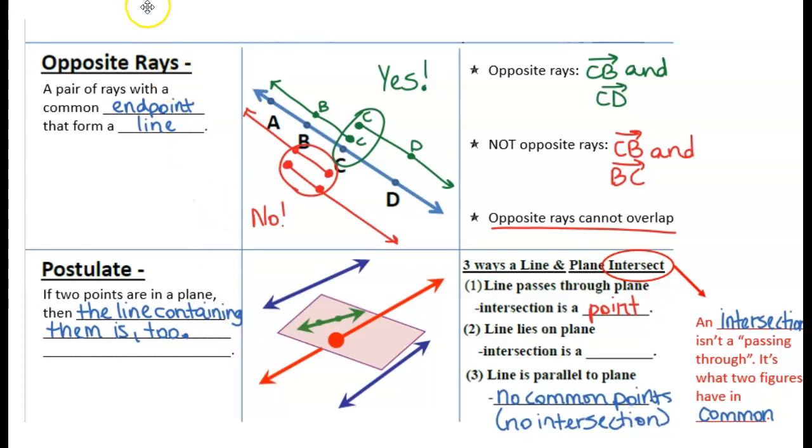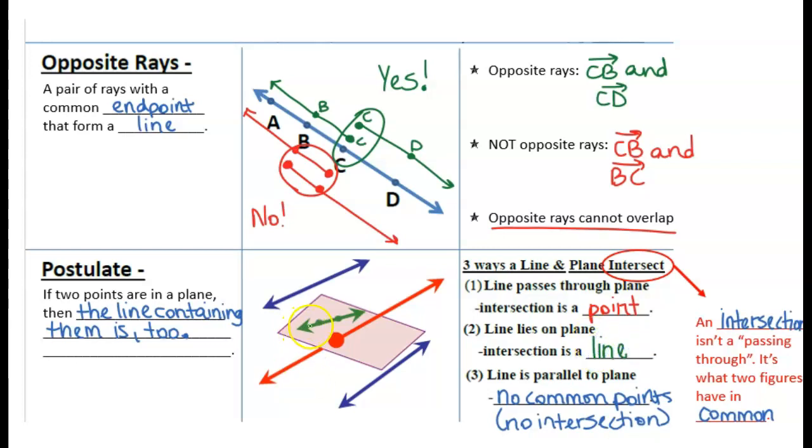And then finally, we're going to talk about this green line. The green line lies on the plane. So think about a piece of paper as your plane, and think about a pencil sitting on that piece of paper. Think about what those two figures have in common. Those two figures have all points in common that are on the line, right? Because the pencil is touching the paper at all places. So the intersection is actually the whole line.